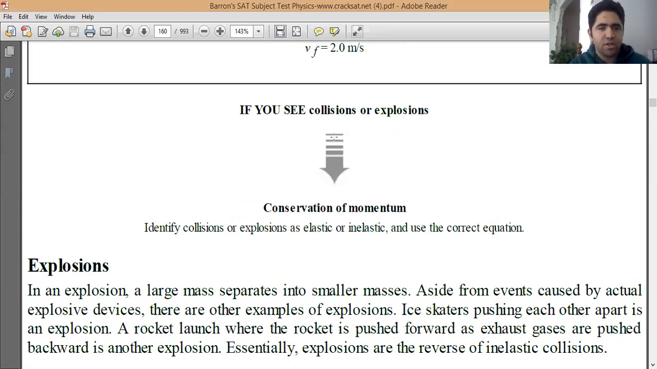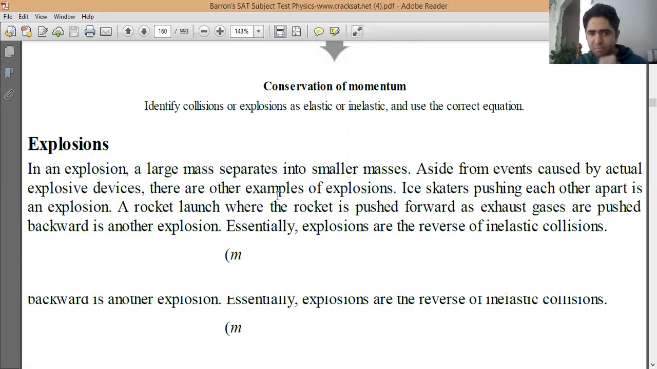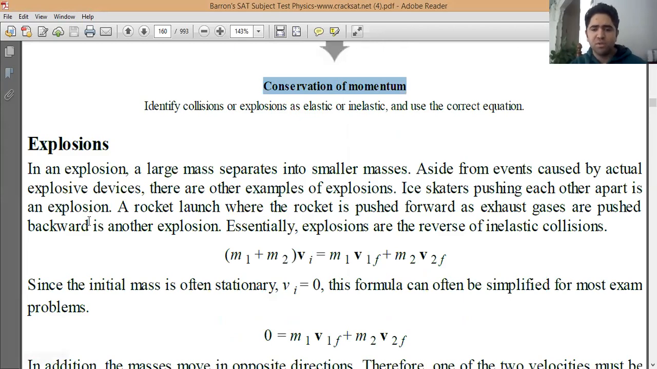Okay, so if you see collisions or explosions, conservation of momentum. In every single case in the world, there is always conservation of momentum. Like, always. Can't run away from that fact. As long as they're touching each other. Now we move on to explosions.